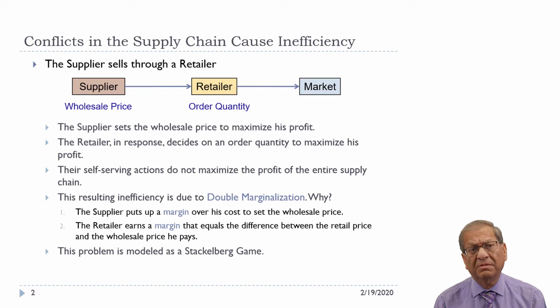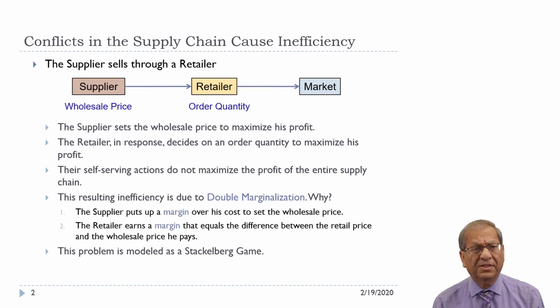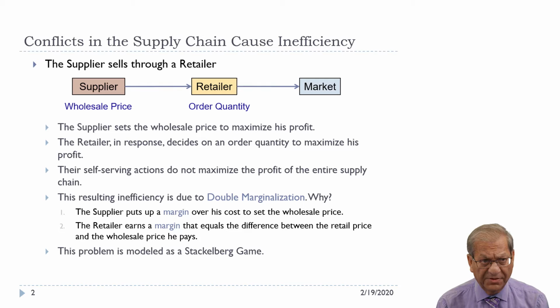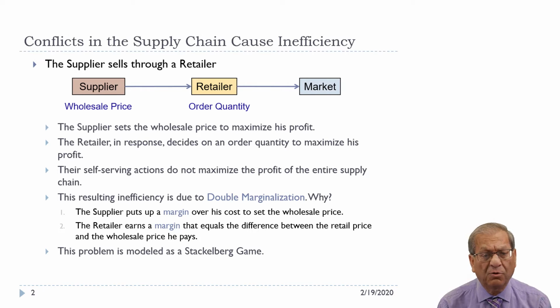And the reason it's called double marginalization is because it involves two margins. The first margin: the supplier puts up a margin over his cost to set the wholesale price. And the second margin: the retailer sets the retail price by putting a margin over the wholesale price. That's why it is called double marginalization. And this particular problem is modeled as a Stackelberg game. And because of the inefficiency, there's also emphasis on finding the contracts that will reduce this inefficiency, and we will call such a contract a coordinating contract.